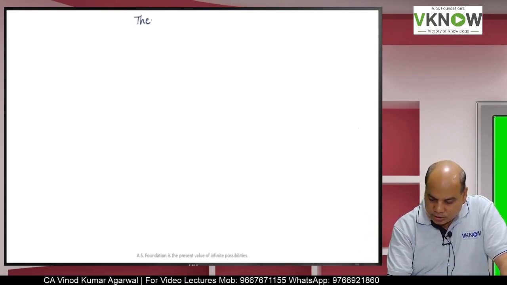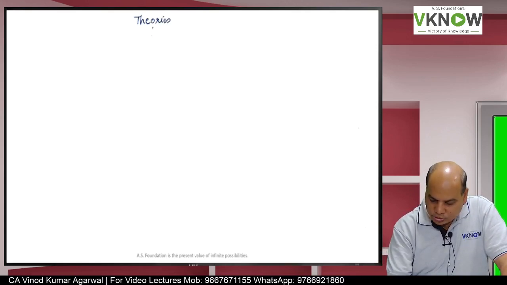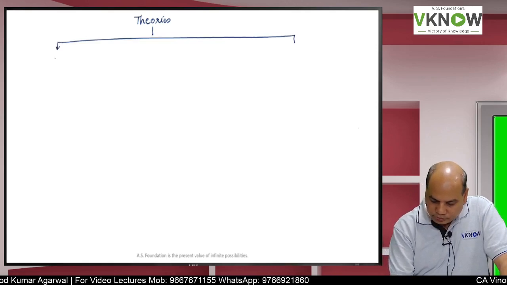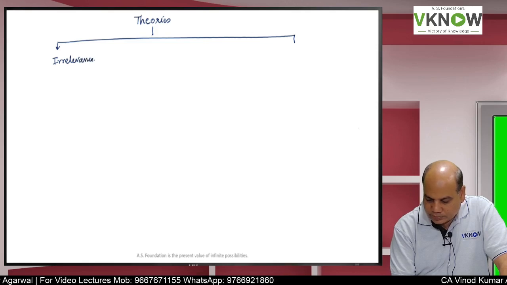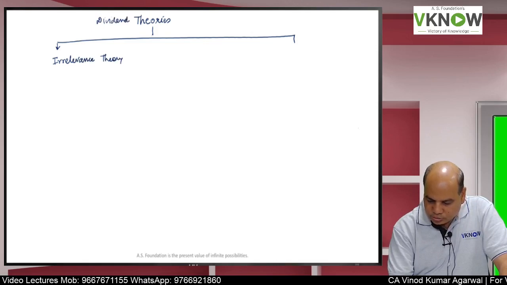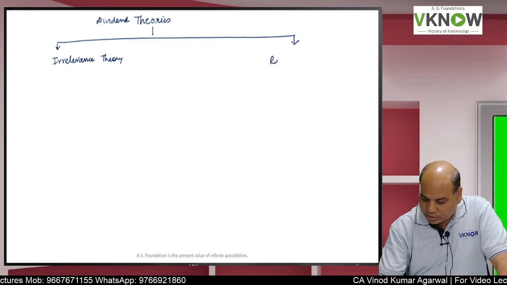So there are two types of theories. Which are these two types of theories? One is called irrelevance theory. Dividend theories are divided into two types: irrelevance theory and relevance theory.